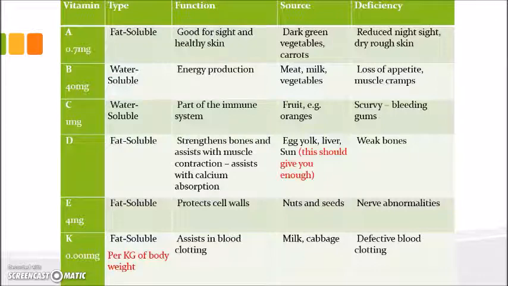Deficiency is weak bones. Vitamin E is used to protect the cell walls, and you can find it in nuts and seeds. And if you don't have a good intake of vitamin E, you have nerve abnormalities. You need 4 milligrams a day. Last one is vitamin K.